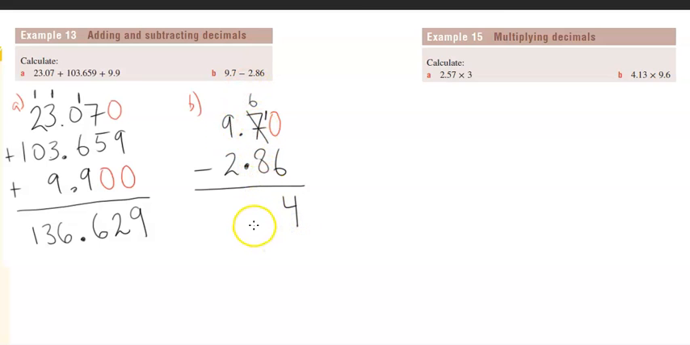6 take away 8 we can't do, so we've got to borrow from our ones unit. This turns into 8, meaning this will be 16. 16 take away 8 gives me 8. Decimal points still line up just like the addition will line up here, and 8 take away 2 gives me 6. So my final solution is 6.84.